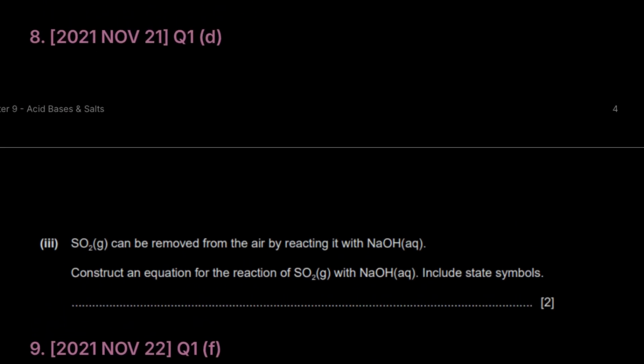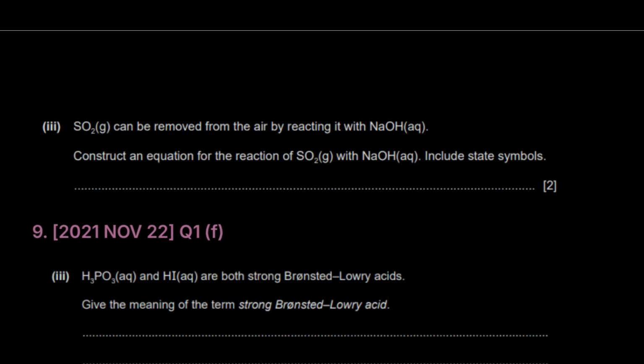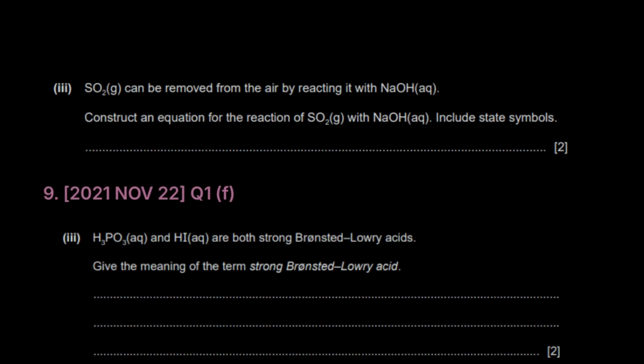Easy. 2021. SO2 can be removed from air by reacting it with NaOH. Construct the equation for SO2 reacting with NaOH. We all know this. SO2 reacting with NaOH, it's a base and acid reaction because SO2 is an acidic oxide. So if you want to write the negative ion for SO2, just add an oxygen and put 2 minus on it. And sodium ion is right here. So what should the salt be? Na2SO3 should be the salt. You just cross multiply. Na2SO3 should be the formula of the salt, and you're going to end up with H2O.